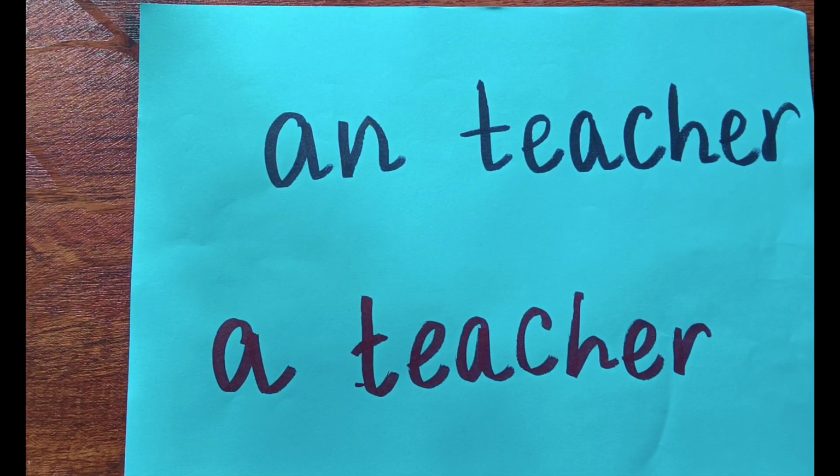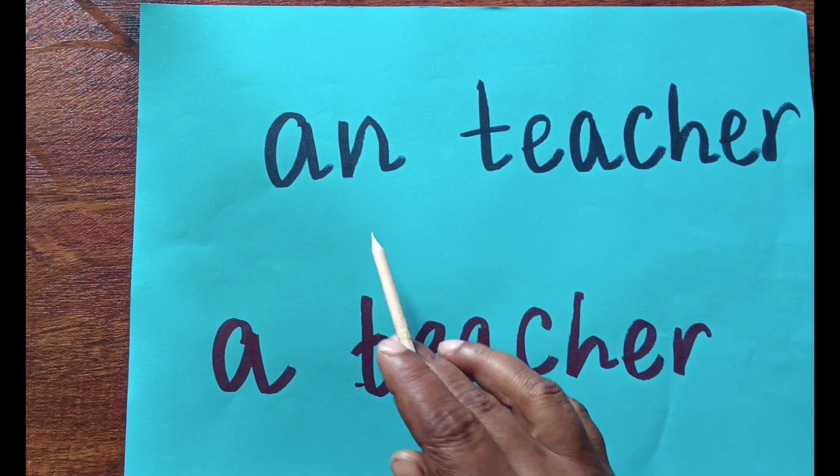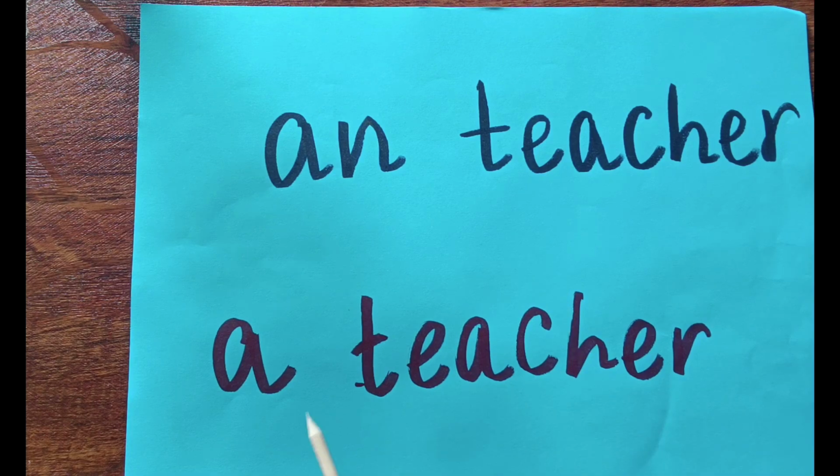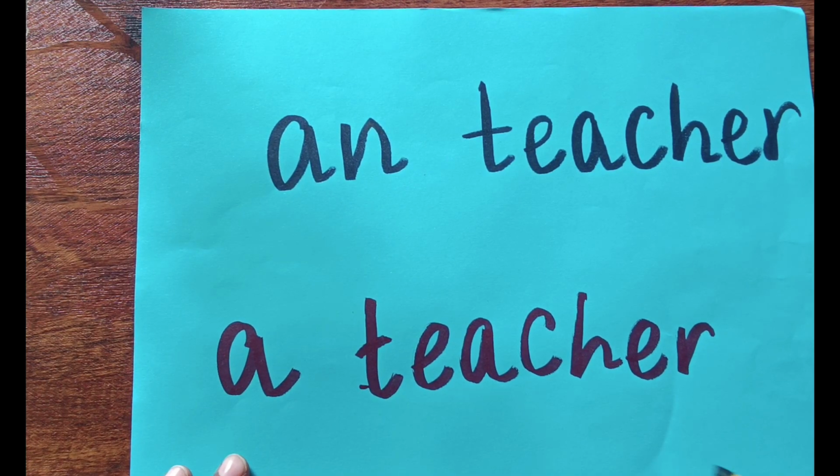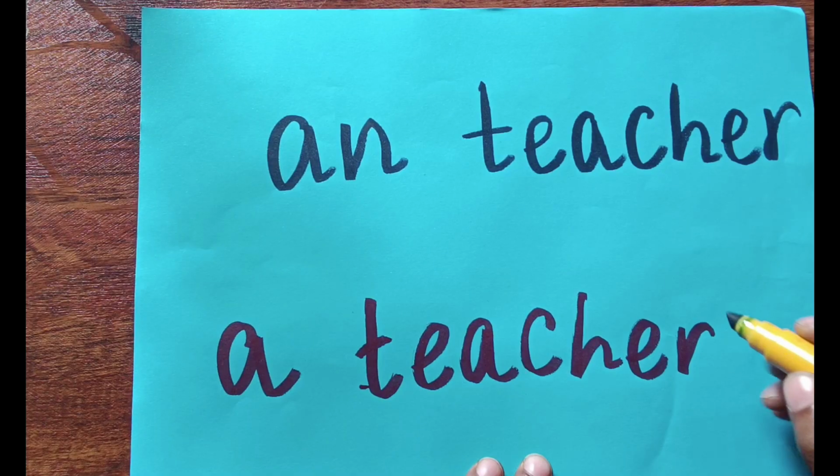Right and wrong. Now let's look at right or wrong sentences. Here you can see an teacher or a teacher, which is the right sentence? If we say an teacher, this is wrong because teacher begins with a consonant. So we need a teacher. So the right answer is a teacher.